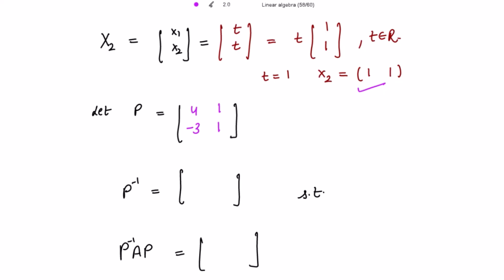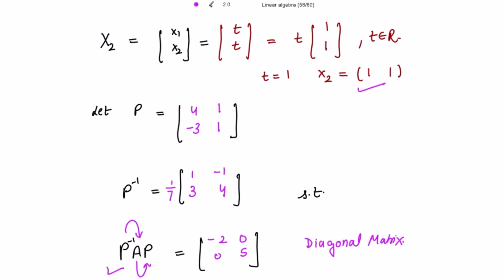And now to find the value of P inverse, please find this yourself. When finding this, we get 1 by 7 multiplied with the 2 by 2 matrix whose elements are 1, 3, minus 1, 4, such that P inverse AP is a diagonal matrix, right? When you multiply P inverse with A and further the result with P, you will get the matrix minus 2, 0, 0, 5, which is your diagonal matrix, isn't it?